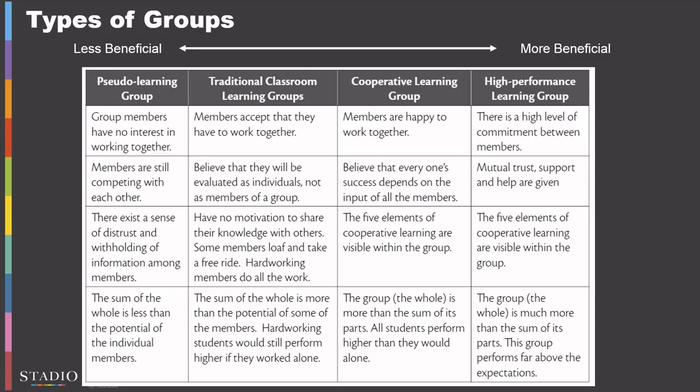And then when we look at the opposite end of the spectrum, a high performance learning group, and you can see some of the characteristics that they give you there. There's a high level of commitment between members. There's mutual trust, support, and help is given. The 5 elements of cooperative learning are visible within the group. Okay, so remember from the previous slide, we spoke about those 5 elements. They are visible within this group, and this group is much more than the sum of its parts.